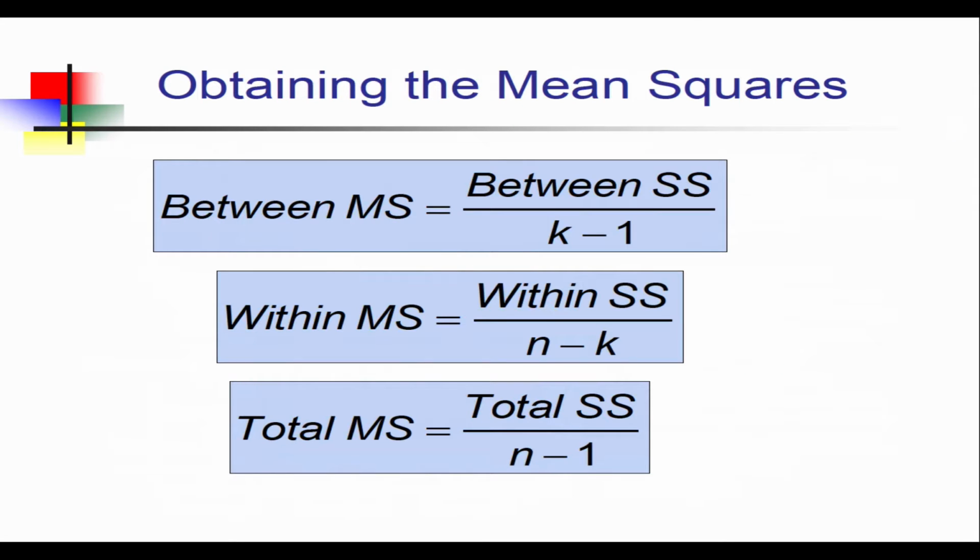After we calculate those three sums of square, we need to divide each of them by their degrees of freedom respectively. The between mean square is the between sum of square divided by its degree of freedom, the number of groups k minus 1. The within group mean square is the within sum of square divided by its degree of freedom, n minus k. The total mean square is the total sum of square divided by n minus 1.